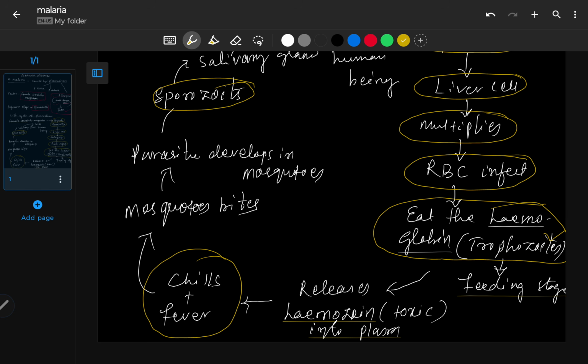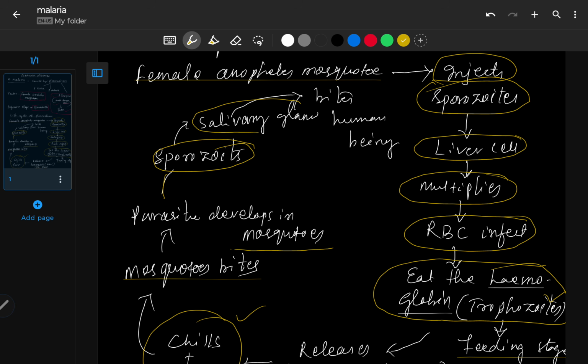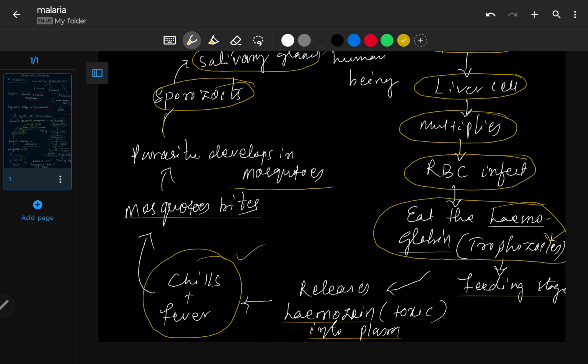When it bites such a person, the parasite goes to the mosquito, and the parasite develops inside the mosquito's body. It develops up to the sporozoite. Now it goes to the salivary gland of the mosquito. And again, when it bites another person, it transmits the disease. So this is how the life cycle of the malaria parasite, or plasmodium, takes place, and how it transmits the disease.